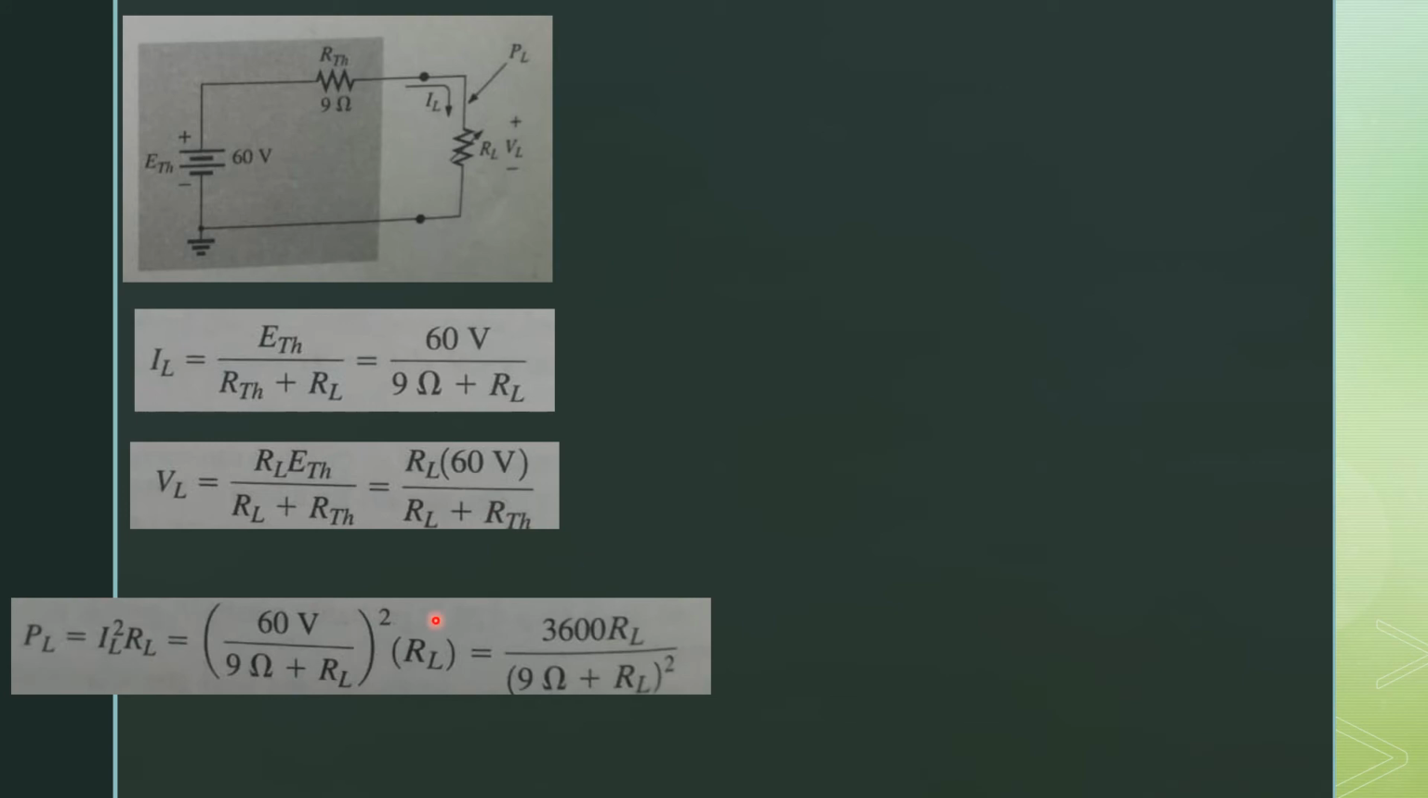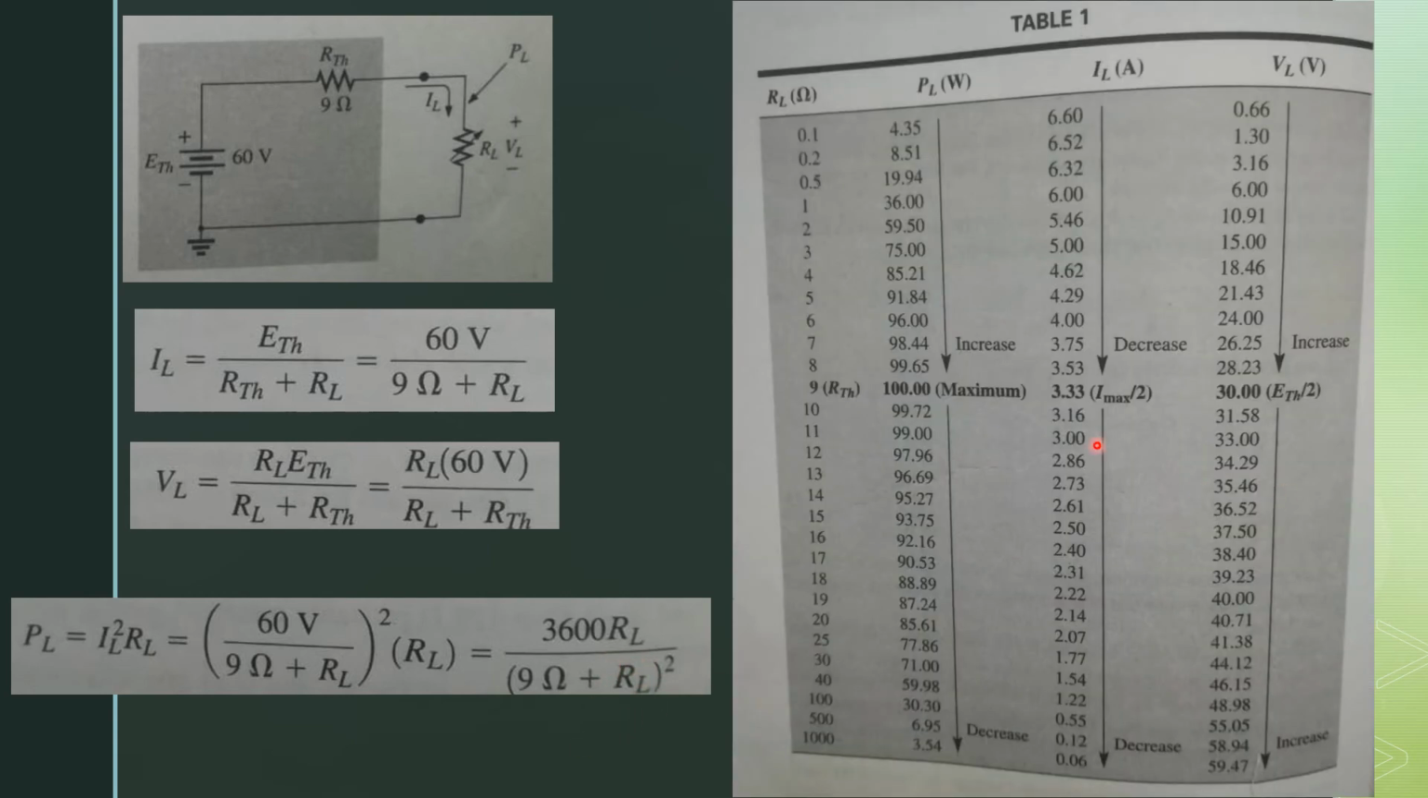Now the power is equal to IL squared into RL, which is equal to 60 volts divided by 9 ohms plus RL, whole squared, into RL, which is equal to 3600 RL divided by 9 plus RL, whole squared. Now we substitute values of RL randomly and we will see the following. When we vary RL: 0.1, 0.2, 0.5, 1, 2, 3, 4, up to 1000 ohms, the power is changing.